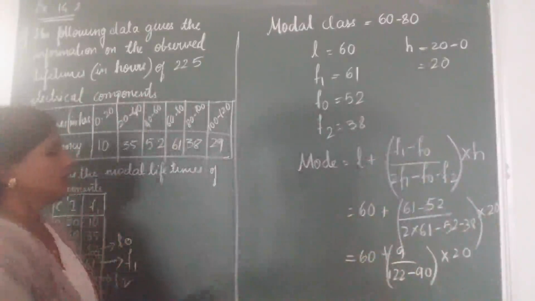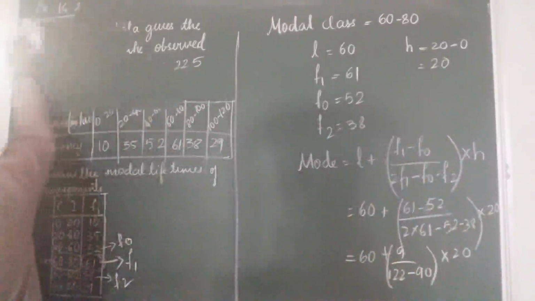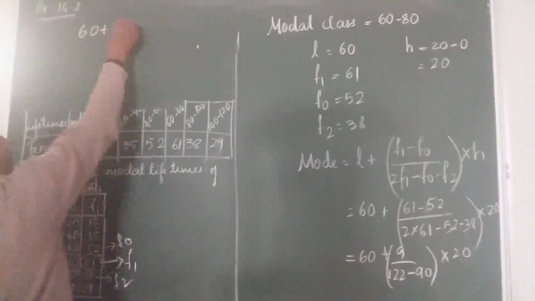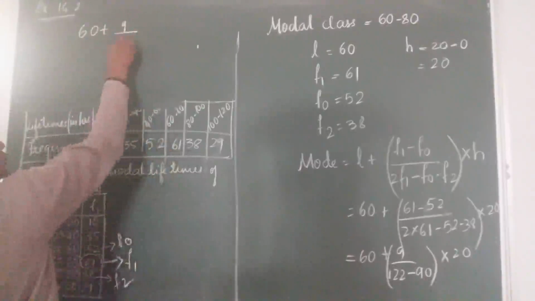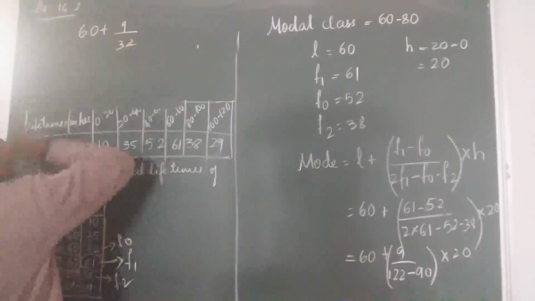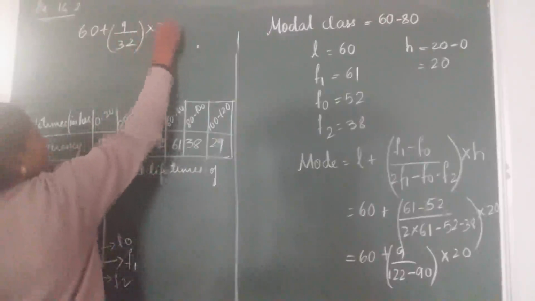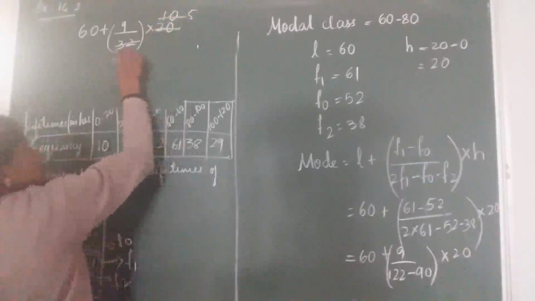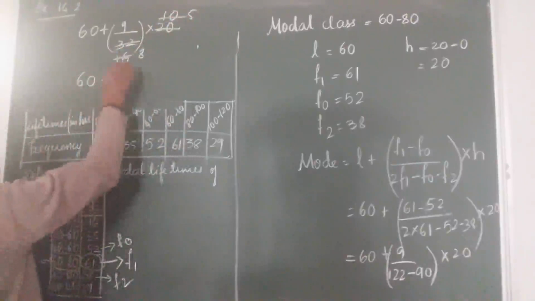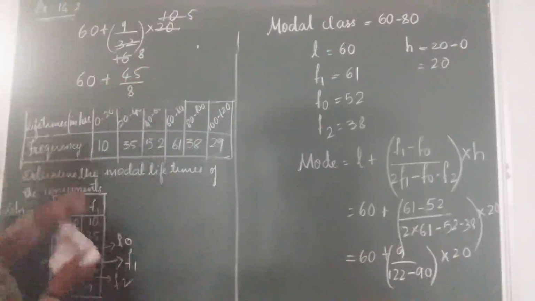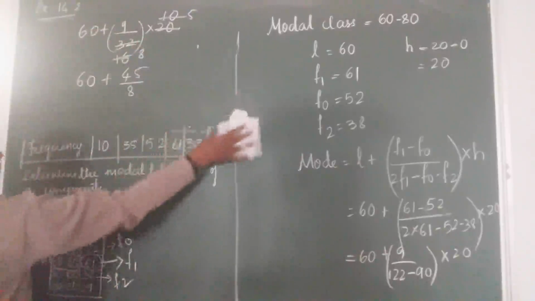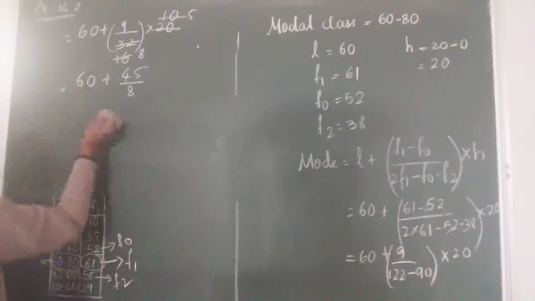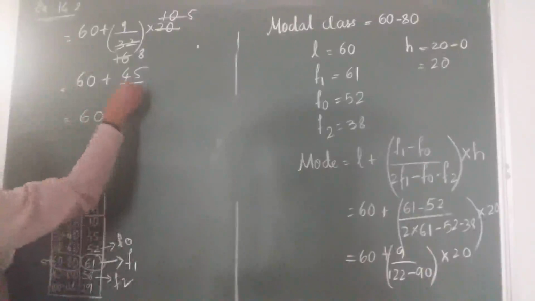Next, 60 plus 9 by 32 into 20, cancel this. 2 10s are 20, 2 1s are 2, 2 6s are 12, so 2 5s are 10, 2 8s are 16. So it is nothing but 60 plus 45 divided by 8. 45, how you got? 9 5s are 45. So now divide this one, or you can go for the LCM. By using the LCM you can do, or go for the division directly. 60 plus divide this one.